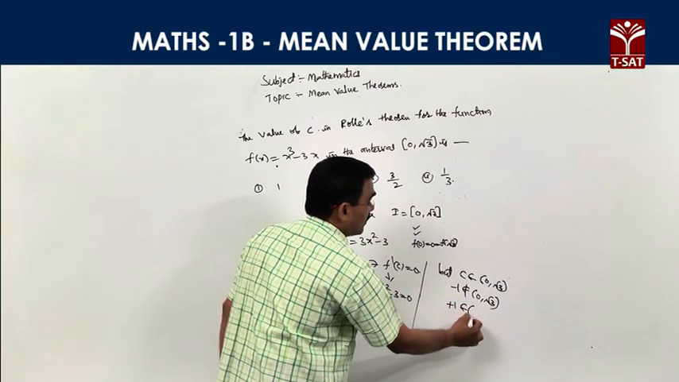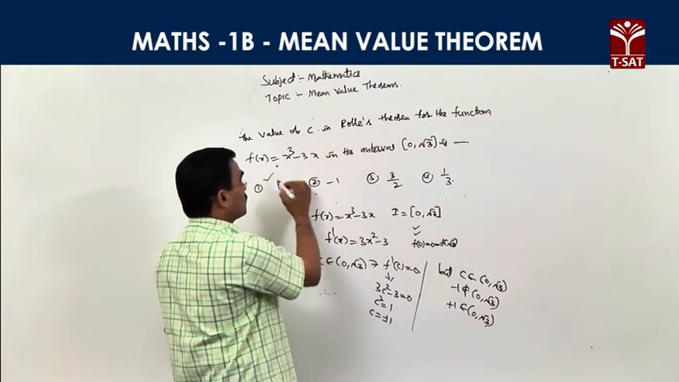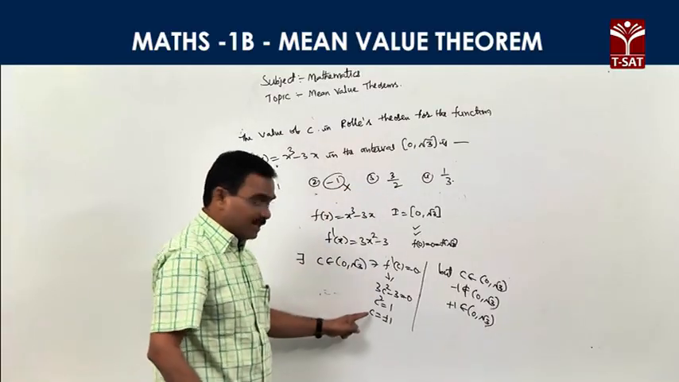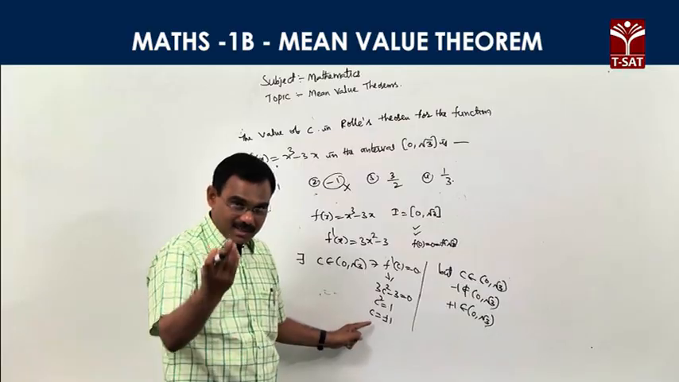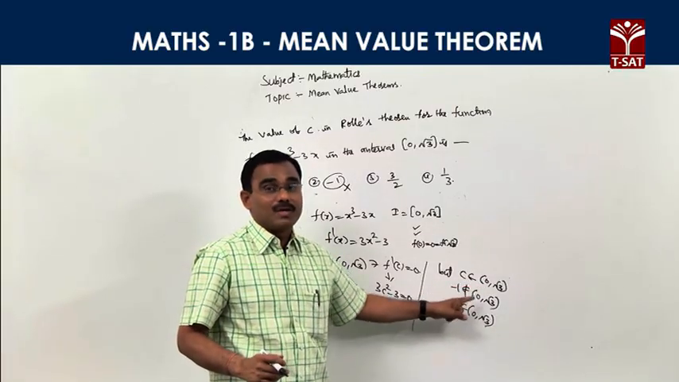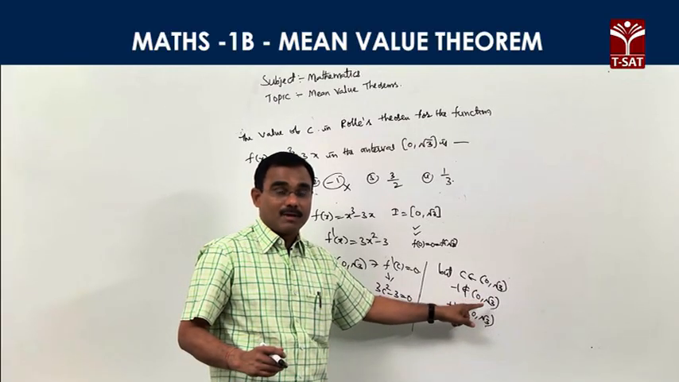Only +1 belongs to the open interval (0, √3); that's why only +1 is correct and -1 is wrong. You observe that c gets two values, but one value does not belong to our interval. Only +1 belongs to our interval, -1 does not belong to our interval.